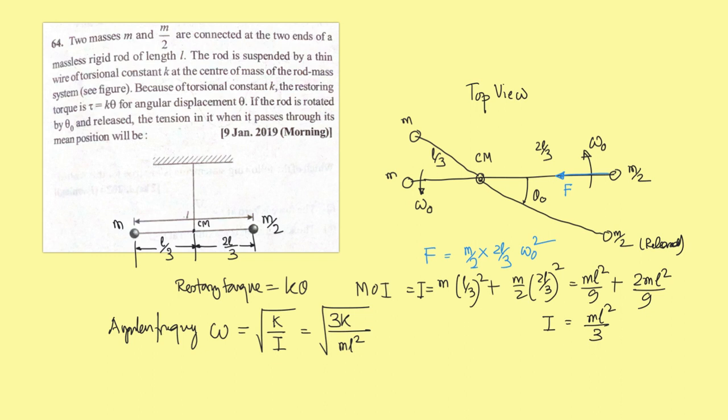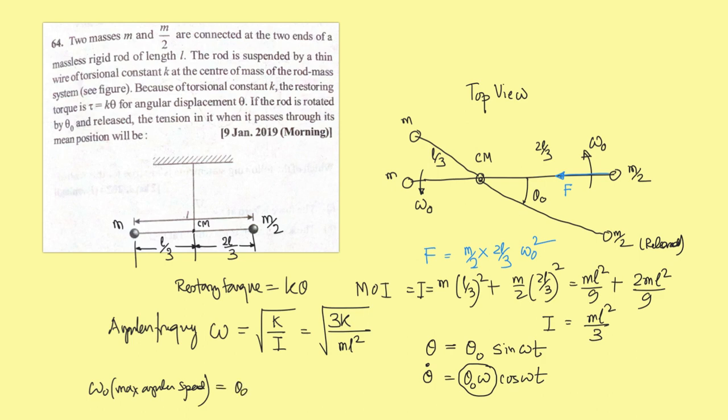The equation for the angle is theta equal to theta naught, the angular amplitude, into sine or cosine, whatever, it doesn't matter, it depends on where you set your time 0. So theta equals theta naught sine omega t. The angular speed theta dot is theta naught into omega into cosine omega t. So the maximum angular speed is theta naught into angular frequency. So omega naught, that is the maximum angular speed, is equal to theta naught into root over of 3k by mL square.